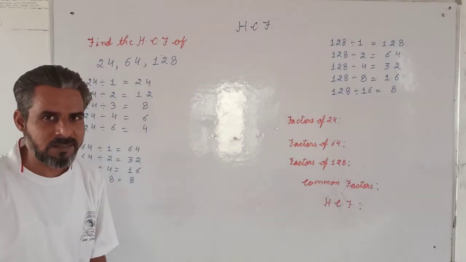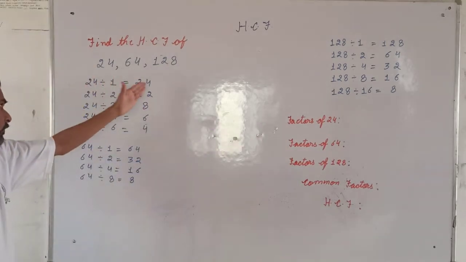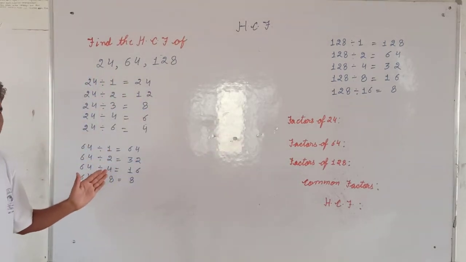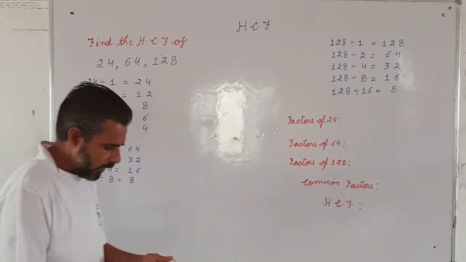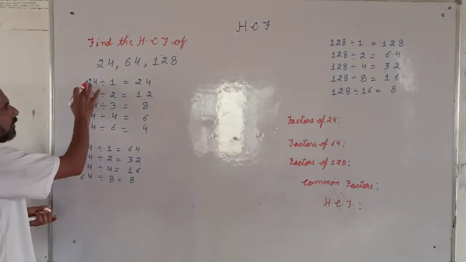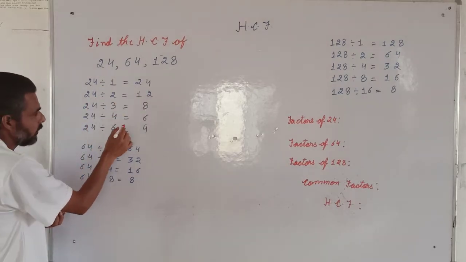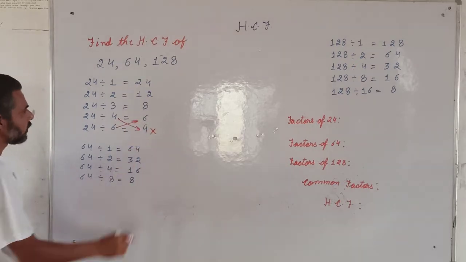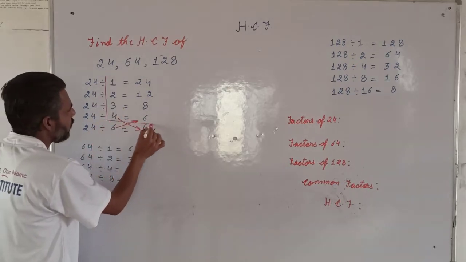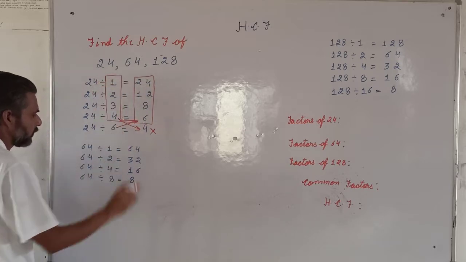So first of all, we have to find the factors of these three numbers. 24, I have already written here the calculations. Now what we will do, 24 divided by 1, 24 by 2, 3, 4, then 6. Then 4 is being repeated here, 6 is being repeated here, so we will stop here. Here we will make one box.